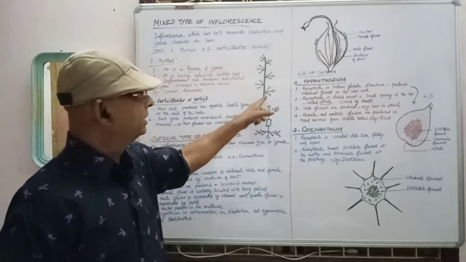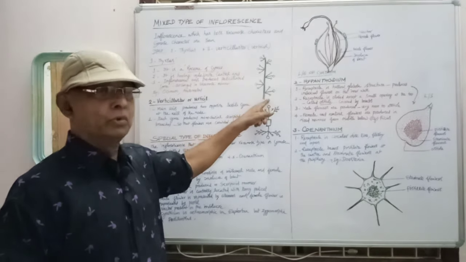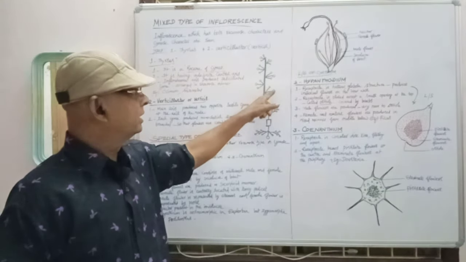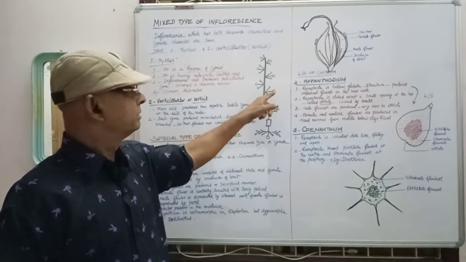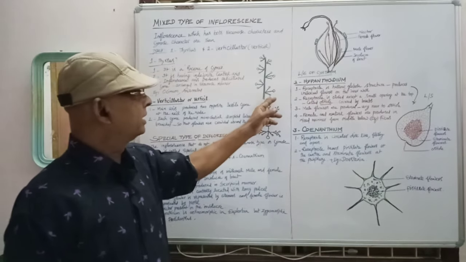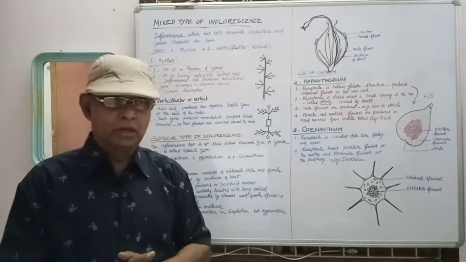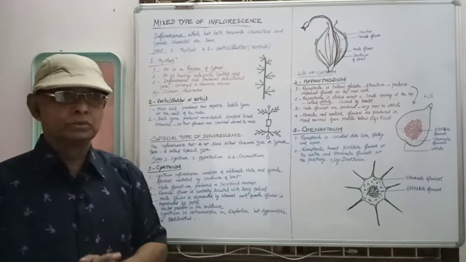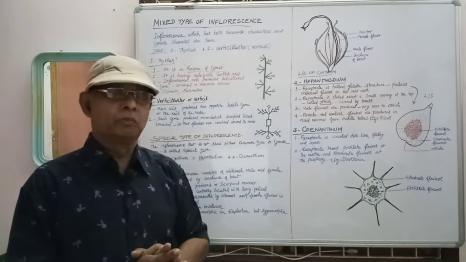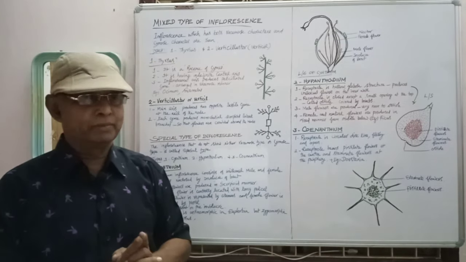But if you see each group of flowers, that is cymose type. Centrally, old flowers can be seen. On either side, young flowers are there. This is the definite type of inflorescence, cymose type of inflorescence. So in thyrsus, both raceme flowers and cyme flowers are produced in the same inflorescence.